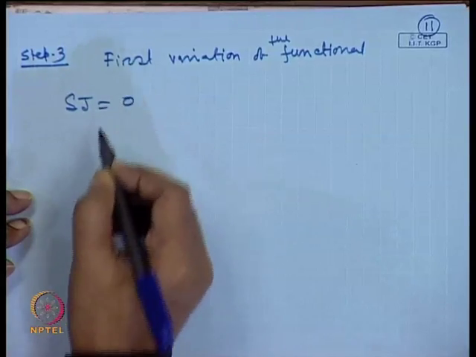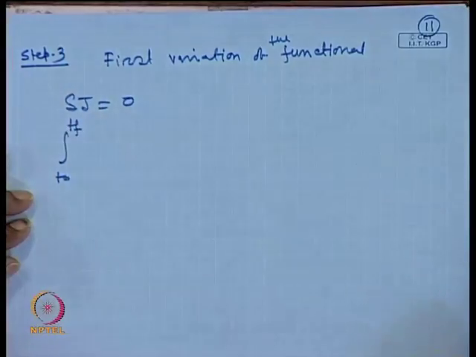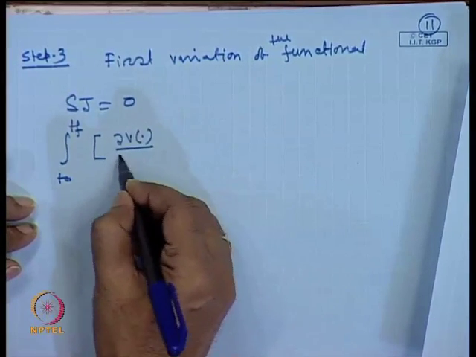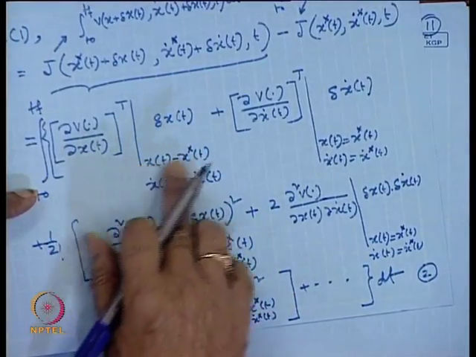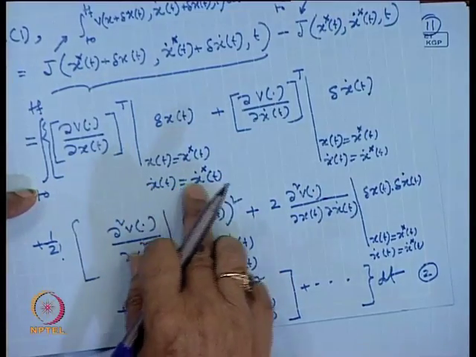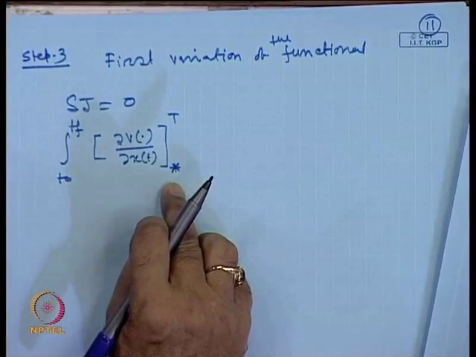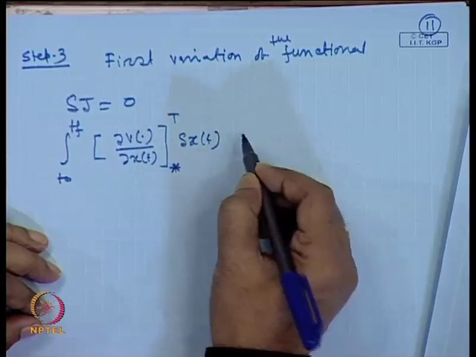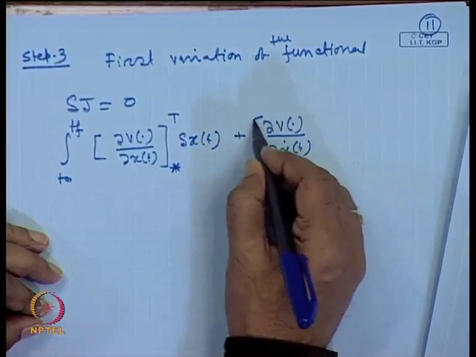Delta J is equal to 0, and in our case delta J is what? If you see this one, the integral from t 0 to t f, this is the delta J, of del v by del x of t whole transpose. From now onwards I will write x of t equal to x star, x dot equal to x dot star, simply by star. That means this star indicates that x of t you replace by x star of t, x dot of t you replace by x dot star of t, into delta x of t plus del v by del x dot of t whole transpose.